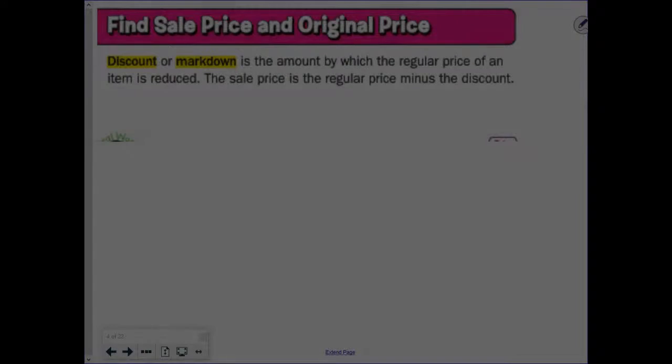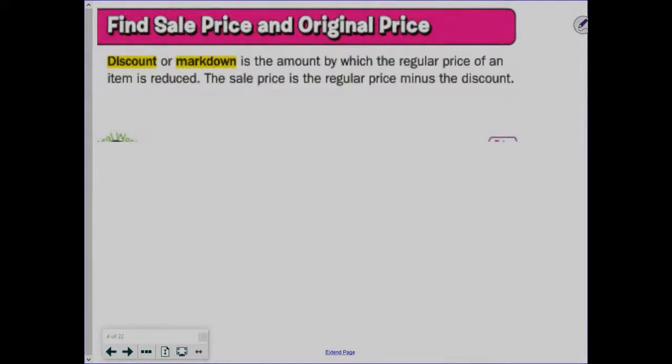Okay, let's take a look at finding a sale price or an original price. It says here that a discount or markdown is the amount by which the regular price of an item is reduced. The sale price is the regular price minus the discount. So the price of the item will go down once it is discounted or marked down.